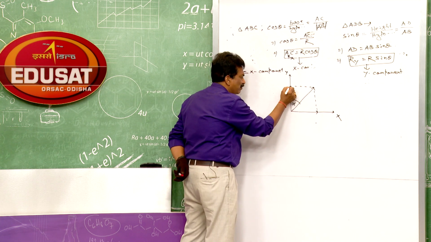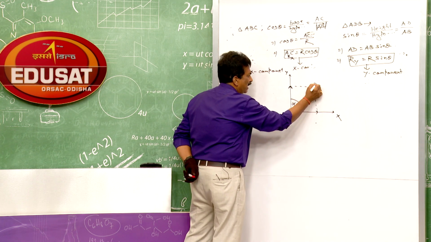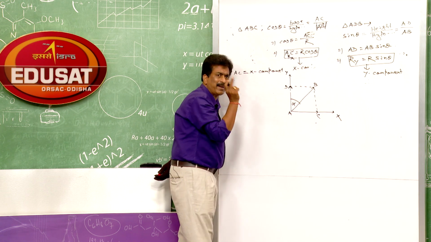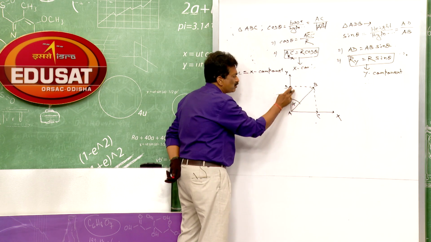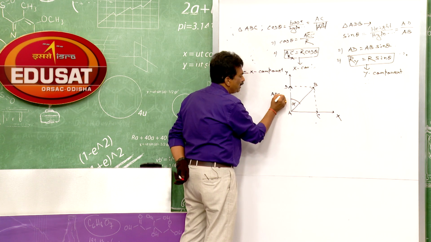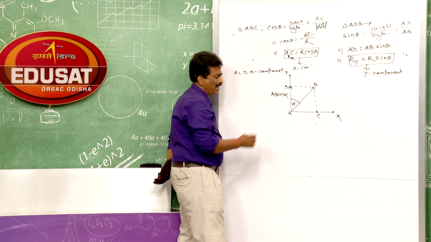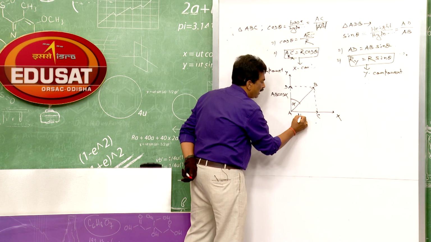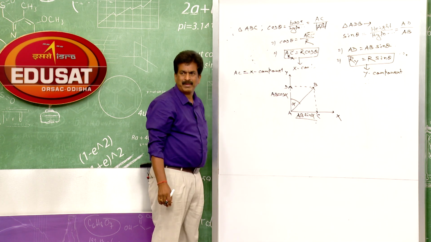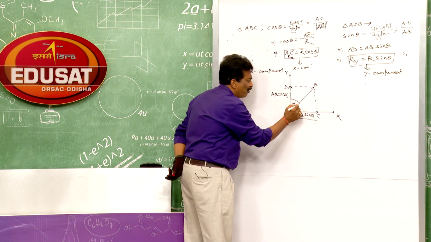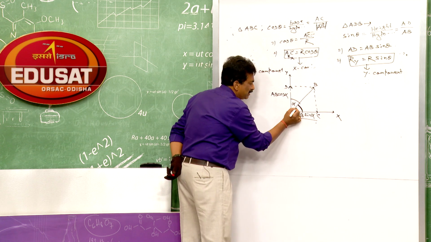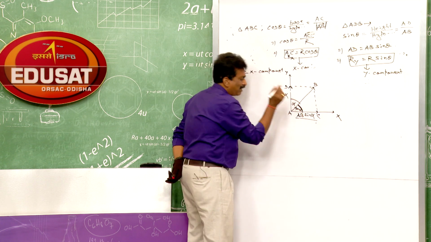For this one, the component, if this is A, B, this is C, this is D, this is the base vector which is making the angle. So for this one, this will be AB cos alpha, and this one will be AB sin alpha. And if this is alpha, what is this value automatically? Are you answering? This will be 90 minus alpha.